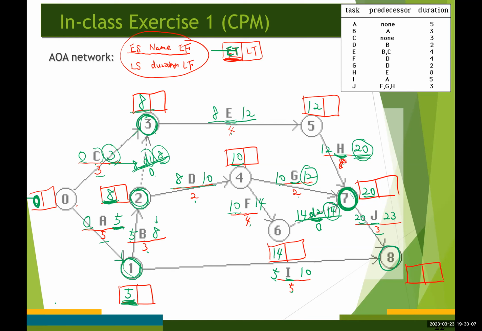Again, it's time for us to determine the earliest time for event number 8. So we need to take the maximum value between these two numbers, right? 23 and 10. So we are going to have 23, okay? So we have 23 down here, okay?